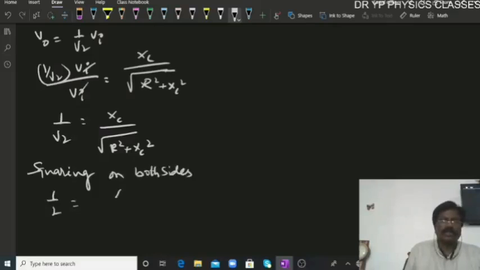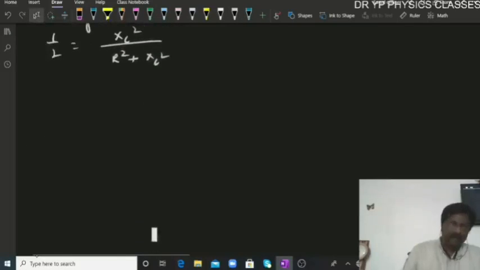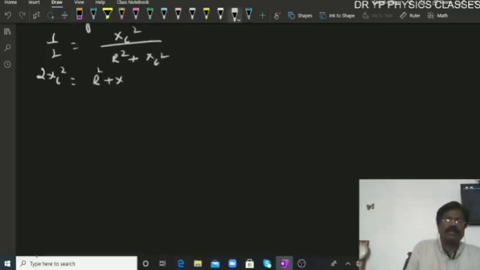Then if I square this, I am going to get 1 by 2 is equal to XC square divided by R square plus XC square. Cross multiply. Then I am going to get 2 XC square is equal to R square plus XC square. Now I transfer this XC square to the left hand side. I am going to get 2 XC square minus XC square is equal to R square.